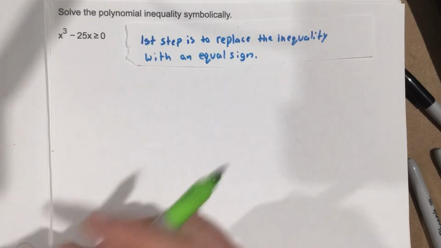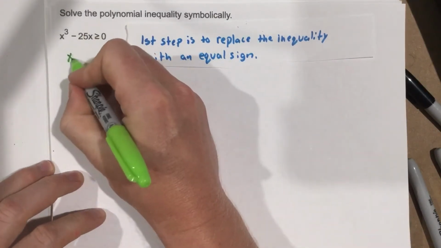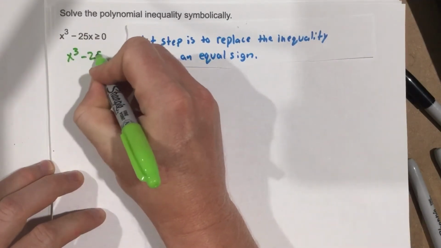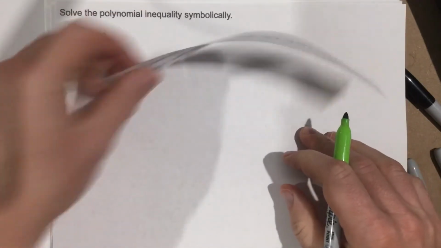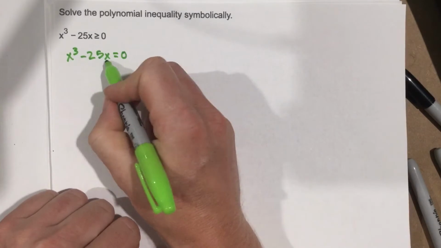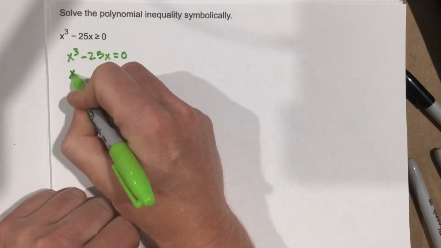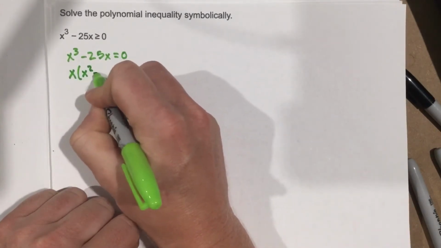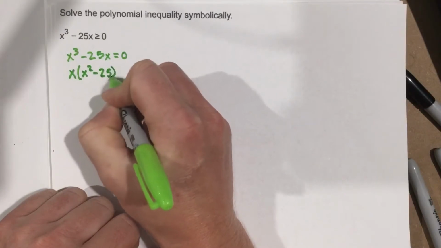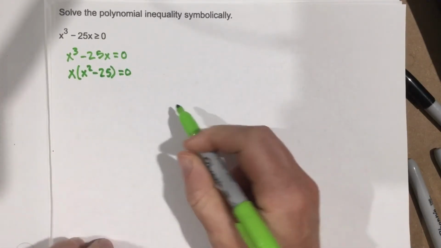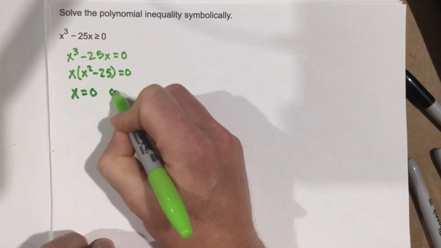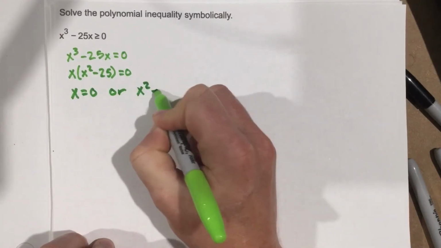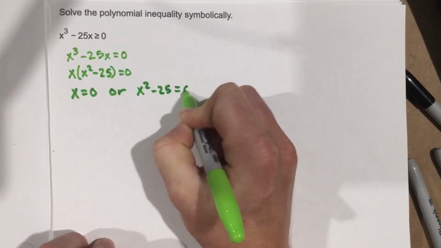So I'm going to start by saying x cubed minus 25x equals 0. And now I'm going to solve for the roots. So I'm going to factor out an x, leaving me with x squared minus 25 equals 0. Use the zero product property here. So I have x equals 0 or x squared minus 25 equals 0.